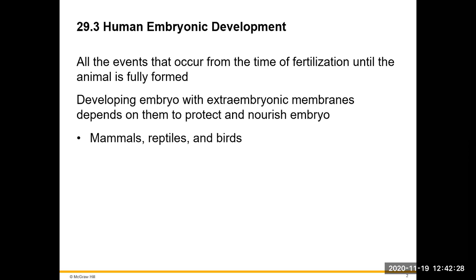Embryo is the name we give for the unborn baby within 2 months, and when you say fetus, it includes the time from 3 months to the point of birth. The developing embryo has a lot of membranes surrounding it, and we call those extraembryonic membranes. These membranes are really important for protecting and nourishing the embryo. Organisms that have these include mammals like us, reptiles, and birds.